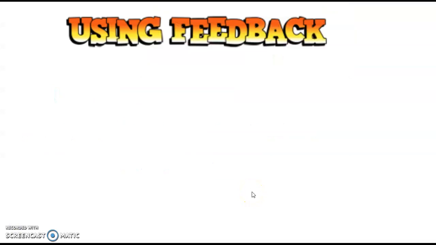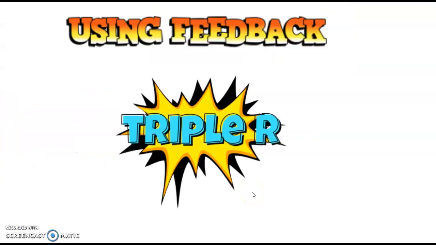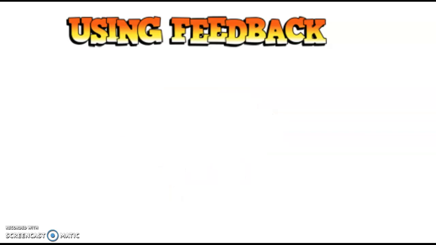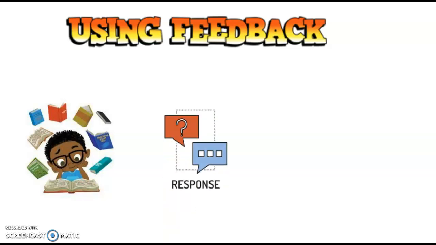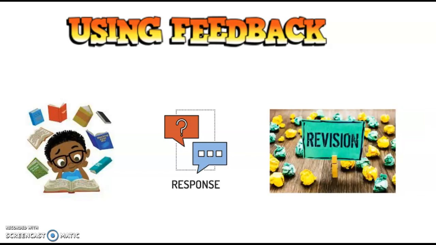Using feedback, we're going to use something called the triple R method, RRR. Back in the day, it was reading, writing, arithmetic. Read, write, math. Arithmetic was math. Well, now we're going to do something different with the triple R's when using feedback. You're going to read all your feedback. Respond to at least a piece of feedback. And revise your writing. So read, respond, revise. Yeah, we got the beat going. All right, let's go.